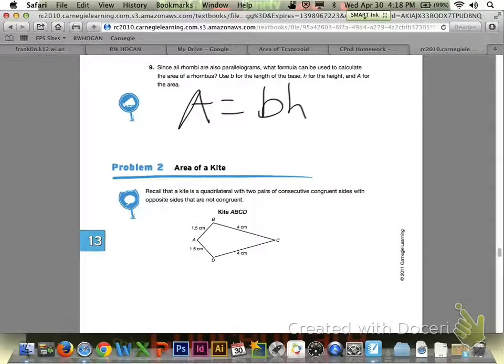The area of a parallelogram formula can be used then to calculate the area of a rhombus. We should already know that the formula for finding the area of a parallelogram is A equals B times H. So again, we are building off of our prior knowledge of geometric figures that we've already talked about in chapter 13.